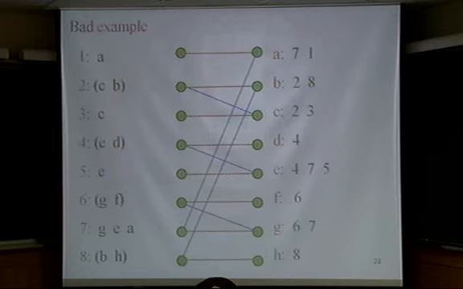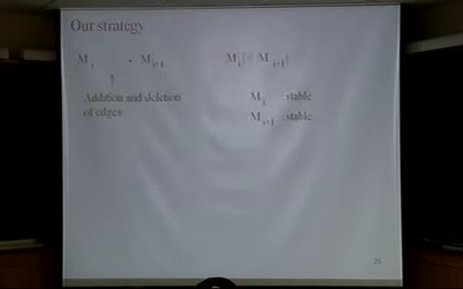And unfortunately, we found a worst case example. This has a maximum size of 8. Our current size is 5. But we can extend it to n half plus 1, so we can go further from this matching. So this is a bad example for our first strategy. So this is our first strategy: we get a larger stable matching by addition and deletion of edges, but we failed.